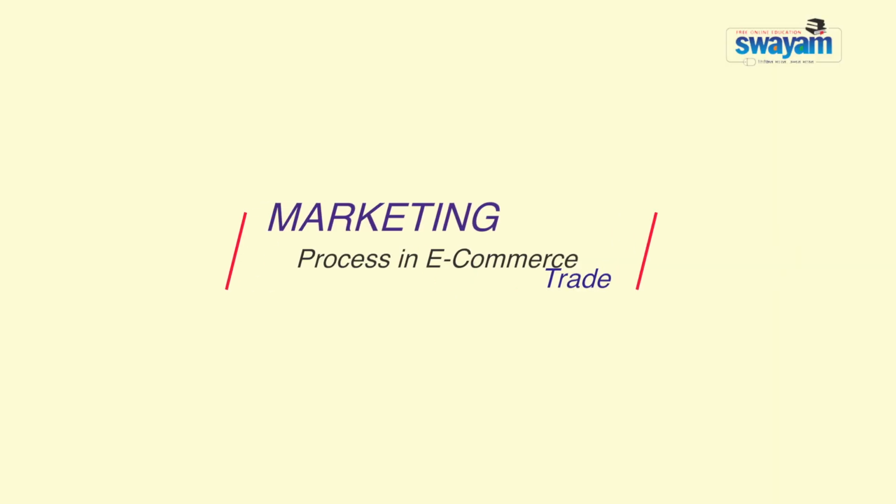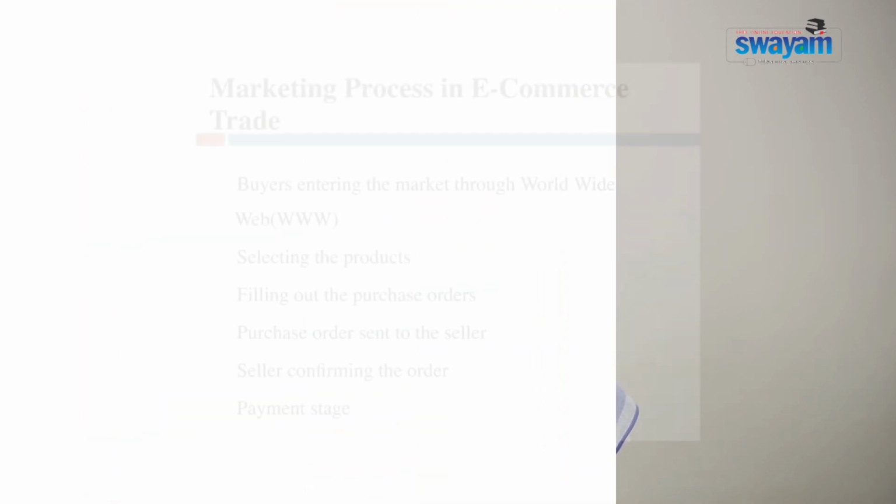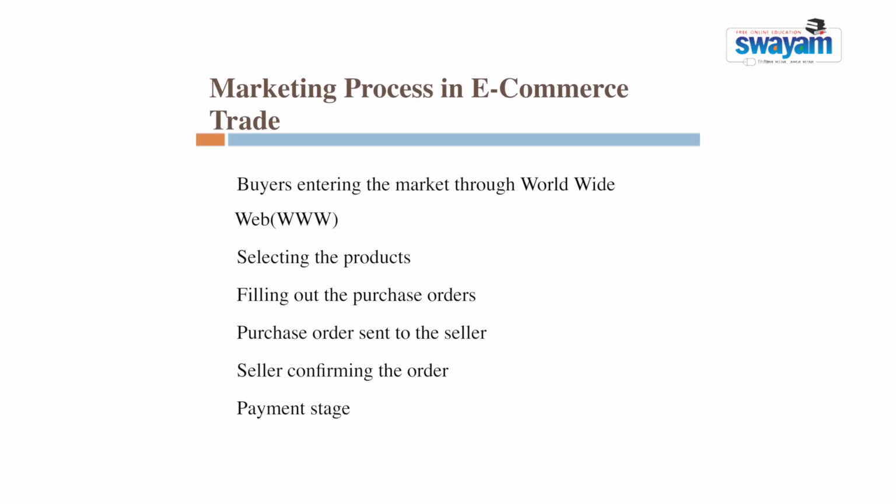After discussing all these, now can we look at how the marketing process is being carried out in an e-commerce trade. To materialize a trade between a buyer and a seller in the commerce platform, there should be a specific process. This process normally includes the following stages. 1. Buyers entering the market through World Wide Web and entering the vendor homepage looking for a product. The next stage is selecting the products from the catalogs.